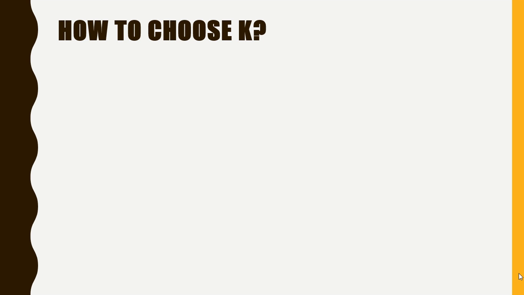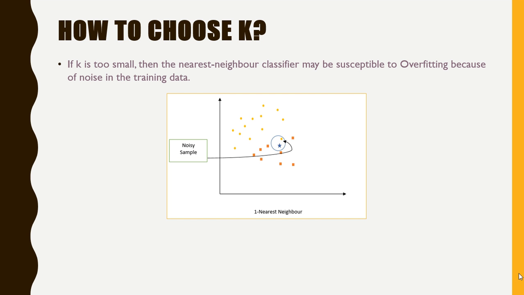Now, an important and most necessary question that we must ask here is how to choose the value of k. If k is too small, then the nearest neighbor classifier may be susceptible to overfitting because of the noise in the training data. For example, look at this figure. We can clearly see that there are mainly two types of objects, the ones represented by these yellow dots and the others represented by these orange squares. Due to noise in the sample, one of these orange squares got misclassified as a yellow dot, and the new observation represented by this star happened to fall very near to this noisy sample.